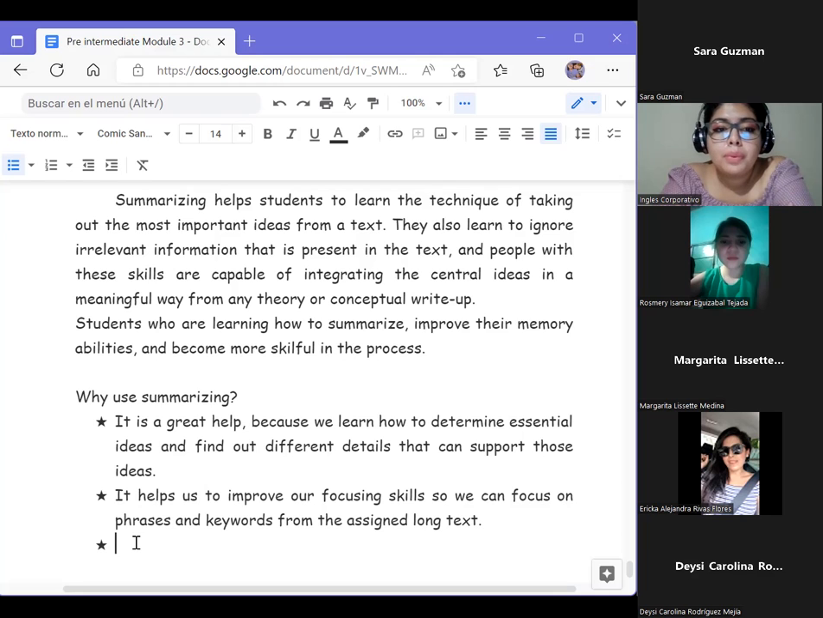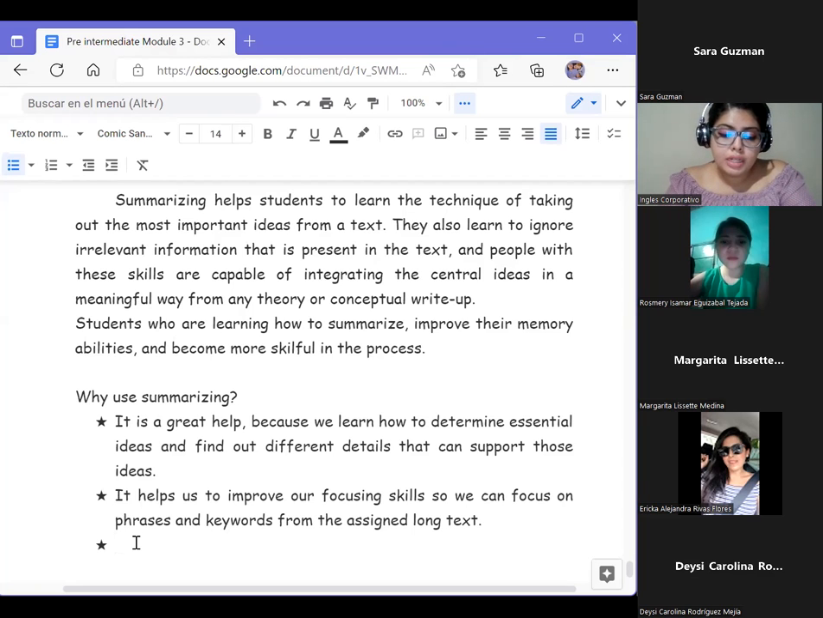But if we do something like this, something like summarizing the ideas, we can find really, really quickly the answers for those questions. So it's very interesting and important that we do this action of summarizing the main ideas or the key points of the article, because we are going to find the information that we need in a short time.